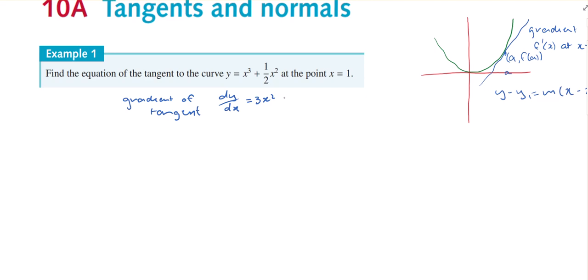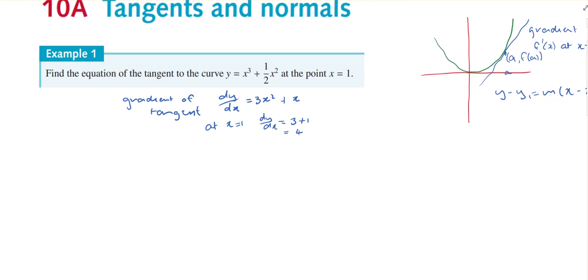If we do dy dx for this function, we will get 3x squared. Bring the 2 to the front for the half x squared, so 2 times a half is 1, and reduce the power by 1, so that'll be plus x. And what we want, though, is at x equals 1. So at x equals 1, dy dx is equal to 3 times 1 squared is 3, plus 1 equals 4.